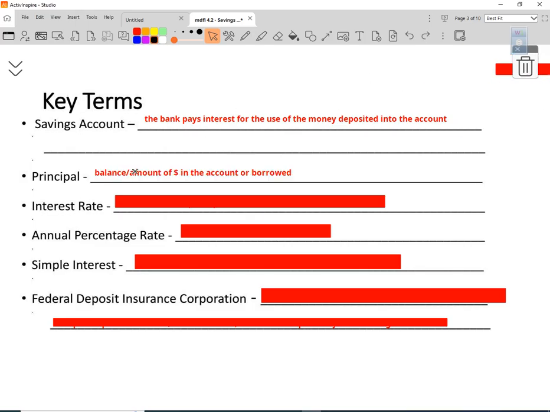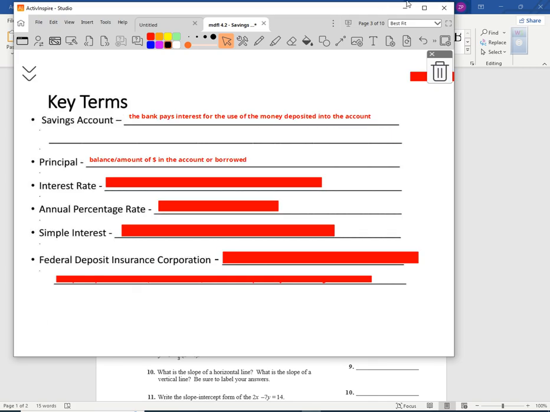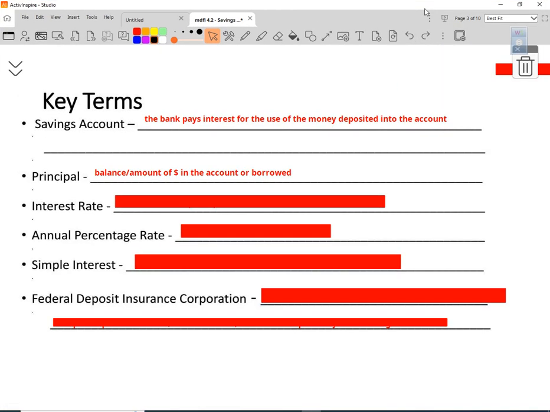Principal: the balance or amount of money in the account, or borrowed, or loaned. So if you borrow money to buy a house, say for instance $100,000, you're not just going to pay back $100,000. You're also going to pay that $100,000 back with interest. So the principal amount is the amount you borrow. The amount you pay back would be the principal plus interest. So that's important to know when you start getting ready to borrow money, especially big sums of money for cars, houses, and that sort of thing.